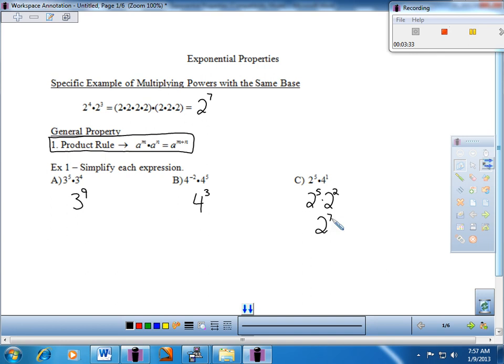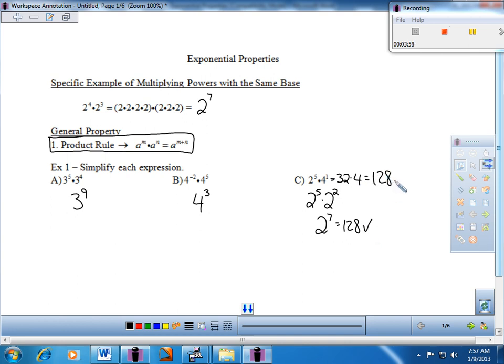Now you don't have to write this on your paper, but numerically 2 to the 7th is 128. And if I look up here at the original, just to see if everything worked out, 2 to the 5th happens to be 32, 4 to the 1st is 4, and 32 times 4, everybody, is 128.